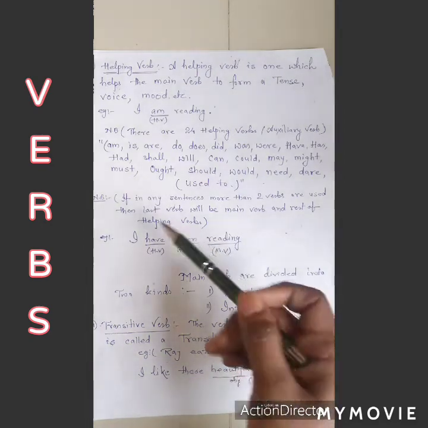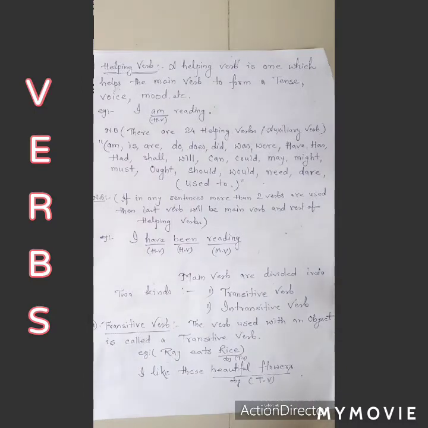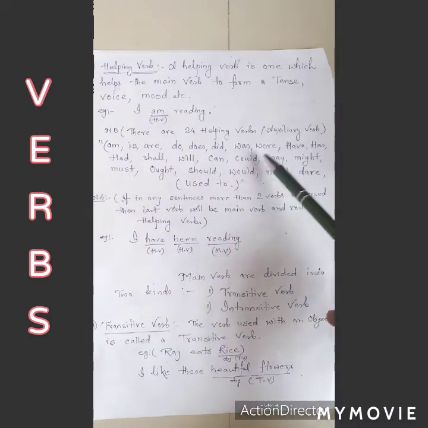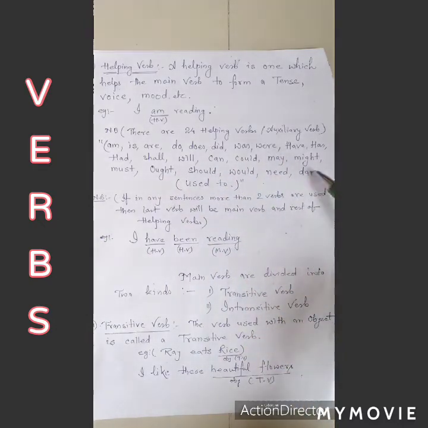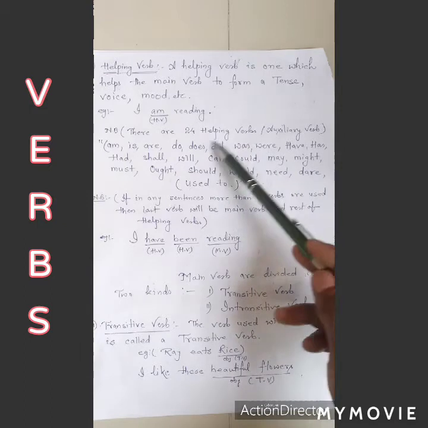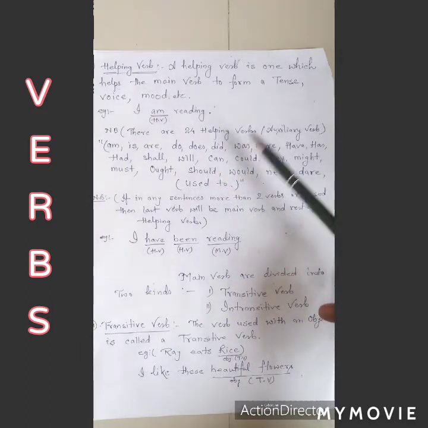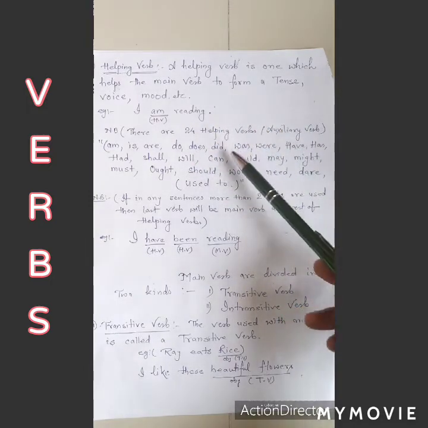Okay. That is: am, is, are, do, does, did, was, were, have, has, had, shall, will, can, could, may, might, must, ought, should, would, need, dare and used to. These are the 24 helping verbs that we use to make tense, voice, and they are also used in moods.